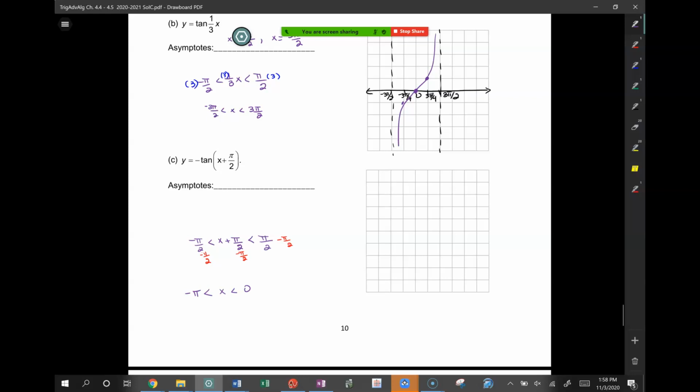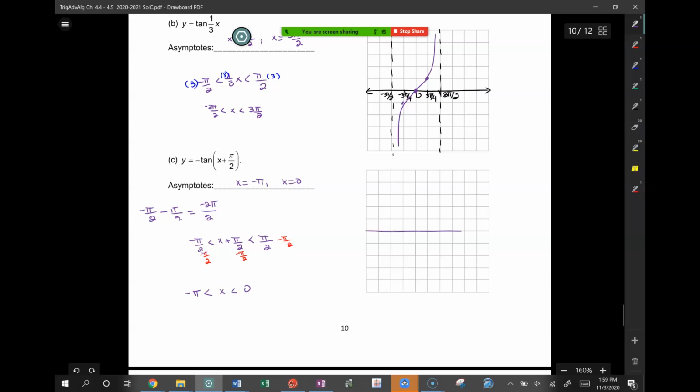Maddie? How did you get pi for negative pi over 2 minus? Because what I had was negative pi over 2, let me write it like this, minus pi over 2. Right? So the denominator is 2. And then I have negative pi minus pi, that's negative 2 pi. Also, I say half pi, another half pi is 1 pi, but negative. Okay. Yeah. So asymptotes are at x equals negative pi and x equals 0.